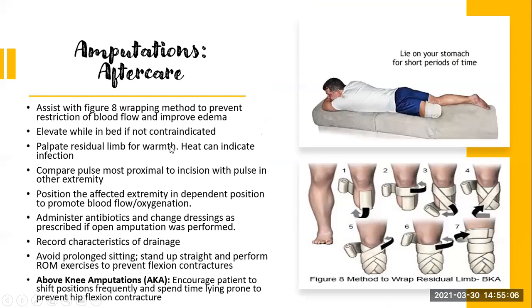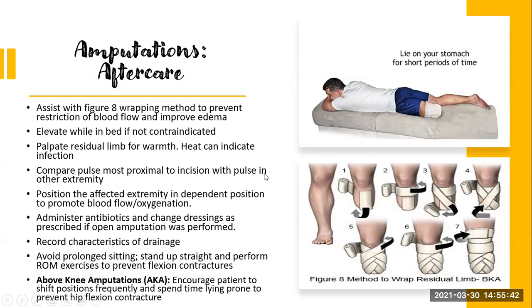Aftercare, post-surgical care. You need to know about the figure 8 wrapping method. It's to prevent restriction of blood flow and improve swelling and edema. It's not going to be just a circular wrap around the limb. You don't want to do that. That can impede the blood flow and cause poor healing and damage to the stump. So there's this special figure 8 method that is used to wrap the stump.